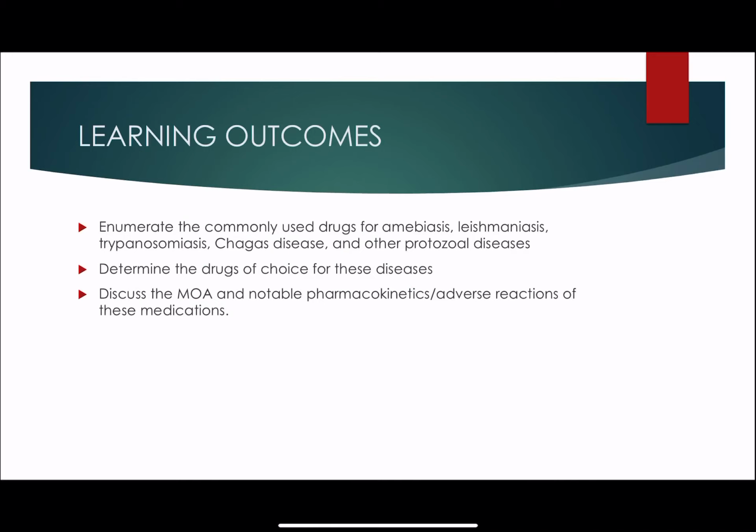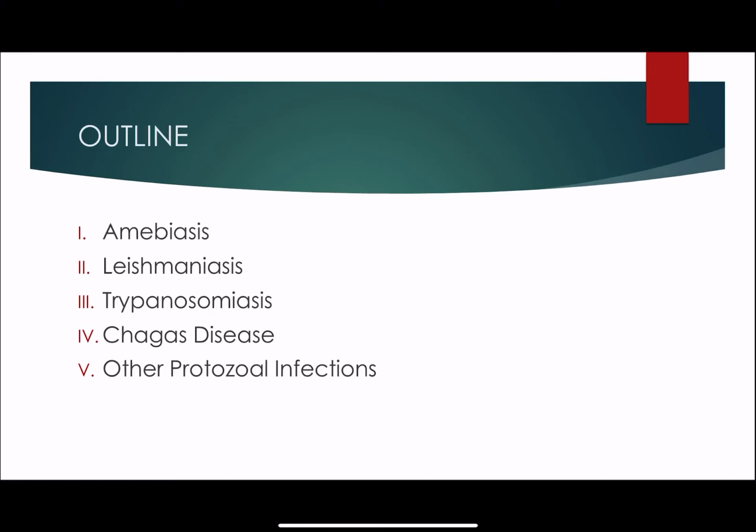For the learning outcomes, you have to be able to enumerate the commonly used drugs for them, determine the drugs of choice for these diseases, and discuss the mode of action and notable pharmacokinetics and adverse reactions of these medications. These are the things that we'll talk about.